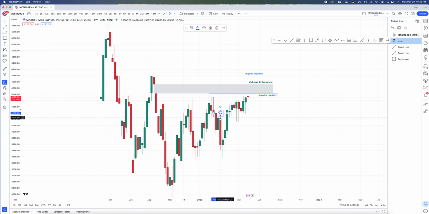So we have that shift in market structure here, short-term high taken, fair value gap right here, wicks come in there, and obviously we've traded higher.